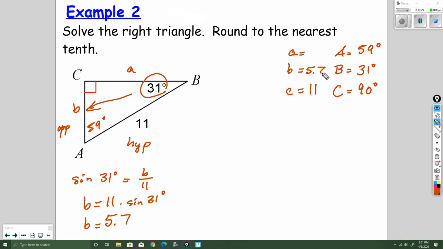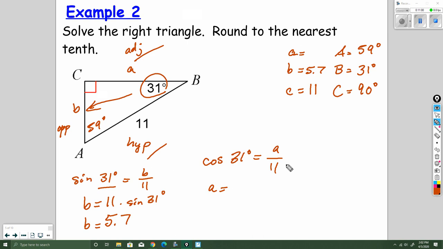Now I'm going to put that solution there. Now we're going to move on to finding a. Now a would be the adjacent side to angle B. One thing that I always like doing is to be consistent and keep working with that same angle. That way we don't get confused about what trig ratio we're actually using. So to find a now, we're talking about the adjacent side. We already know the hypotenuse. Adjacent over hypotenuse refers to cosine. So cosine of 31 degrees is a on 11.